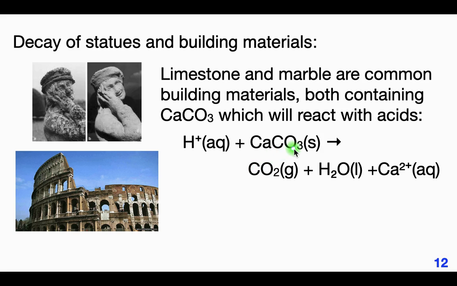Remember, an acid and a carbonate forms carbon dioxide, water, and a salt. Now we're leaving the anion of the acid off because it could be any of the acids we've talked about. So that anion is off here. But let's say it was sulfuric acid. Well, then this would be calcium sulfate. If this was nitric acid, then this would be calcium nitrate.